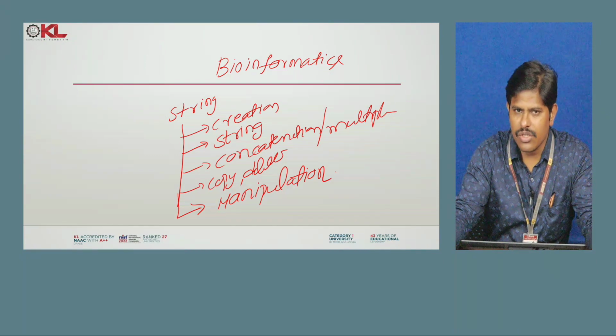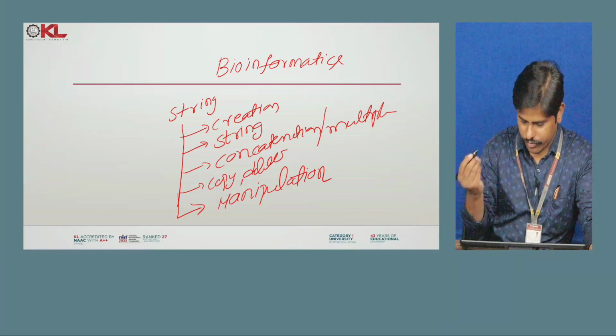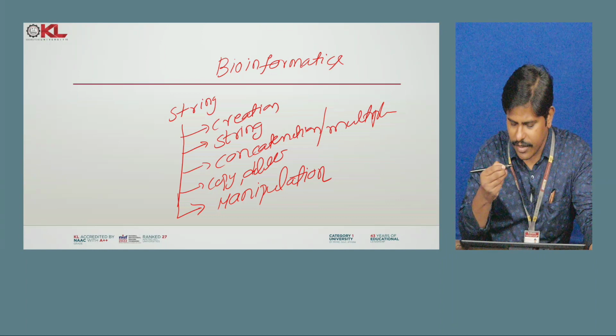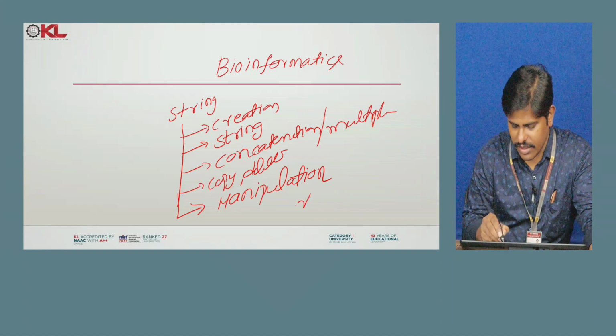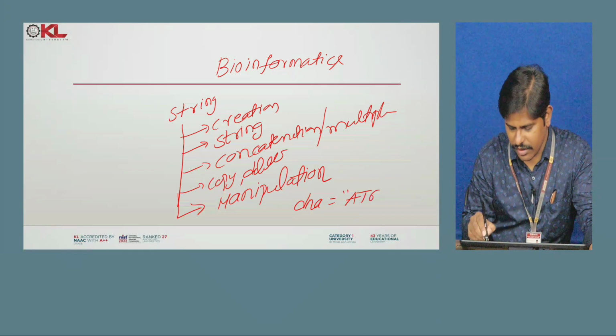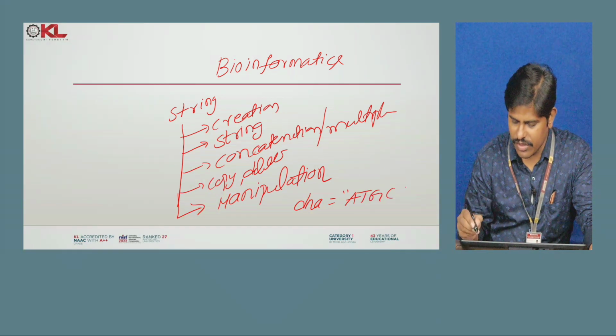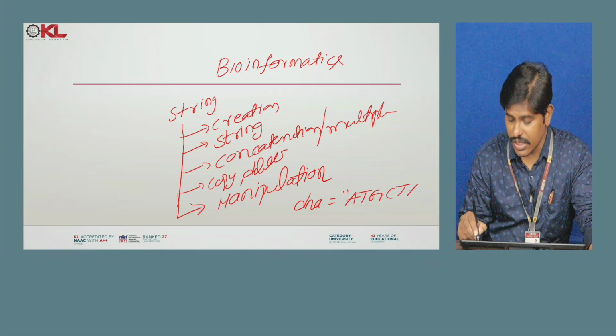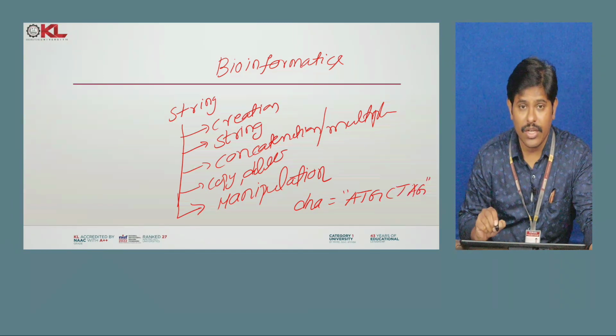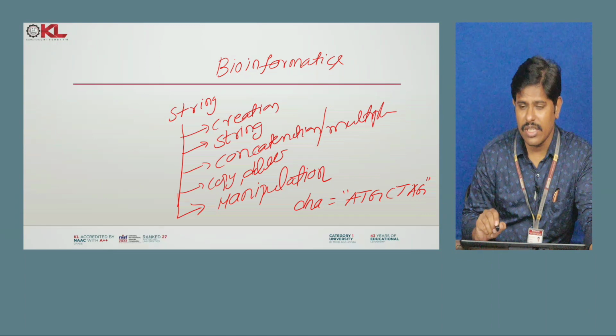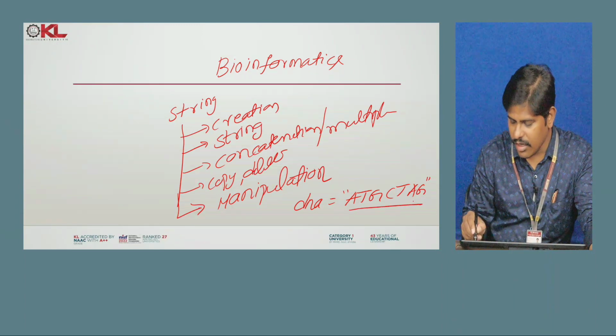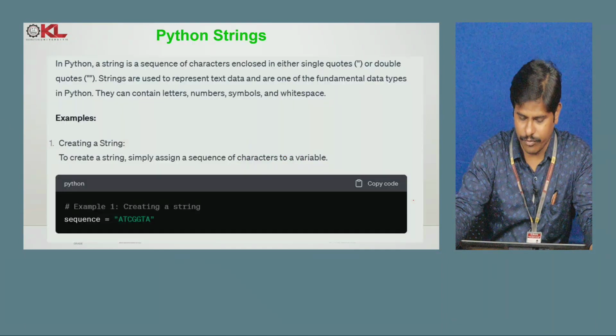So, Python string. I'll give an example. Suppose when I say DNA, in bioinformatics, DNA, protein sequences, restriction enzyme sites, RNAs and all these things are considered as strings. So DNA equal to ATGCTAG. So this is a Python string.